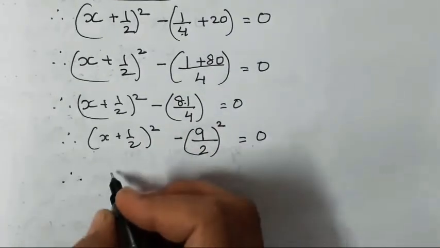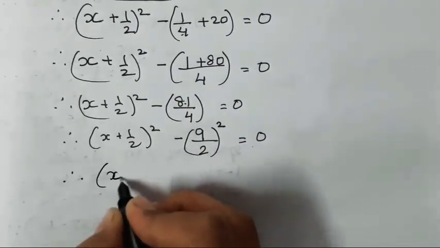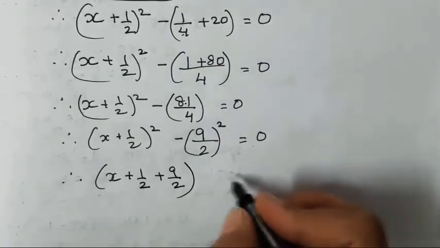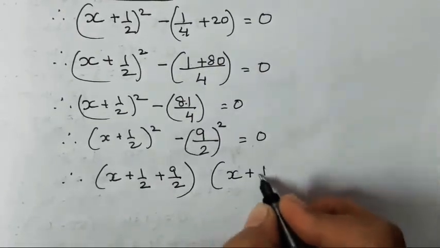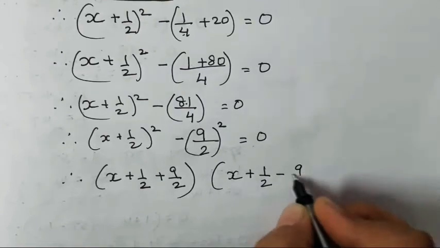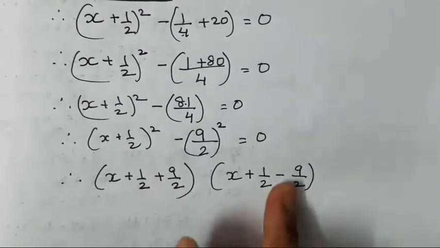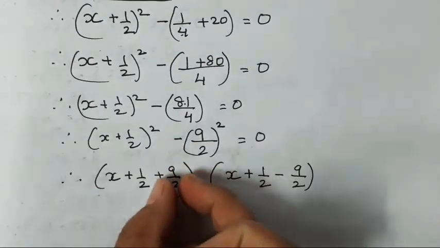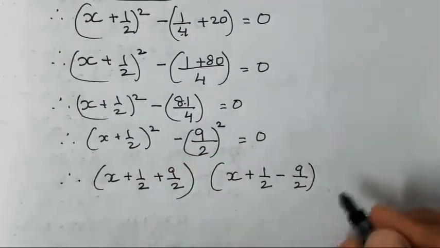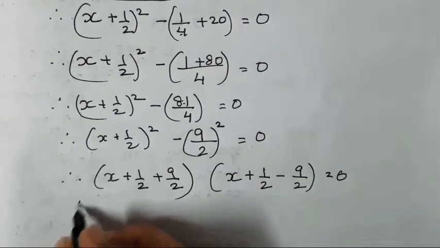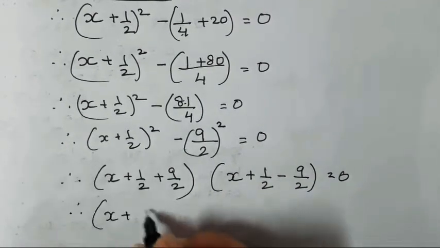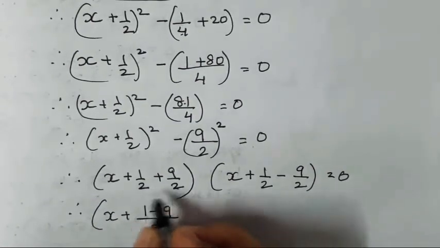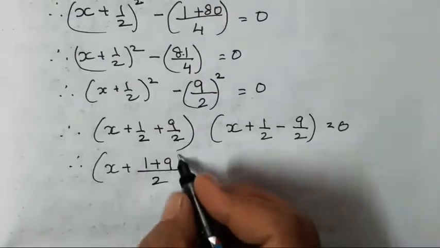Now you all can expand it in this way. X plus 1 upon 2 plus 9 upon 2, once you add and once you subtract. Addition and subtraction using the given equation. Over here you have to write once addition, once subtraction. Okay, so after this, x plus 1 upon 2 and 9 upon 2, because the denominators are the same, you can write it once.